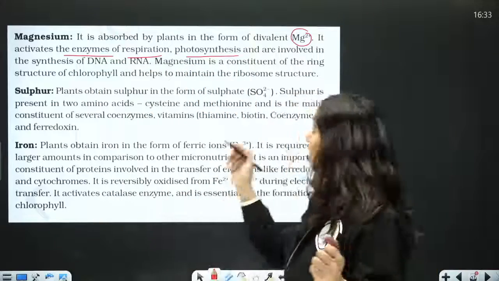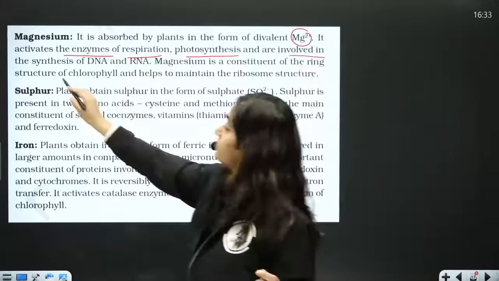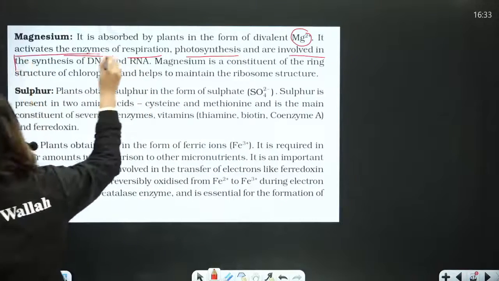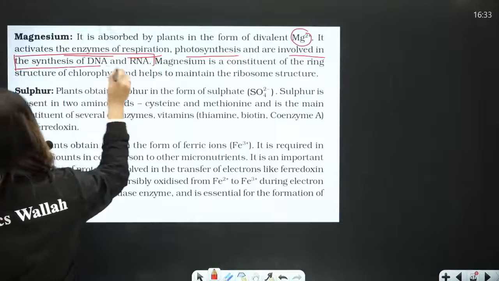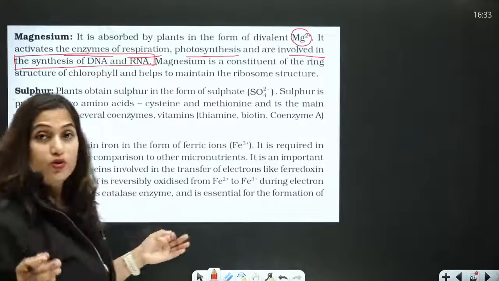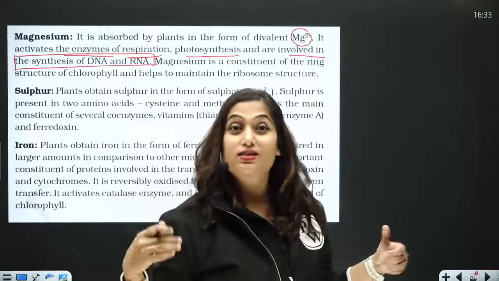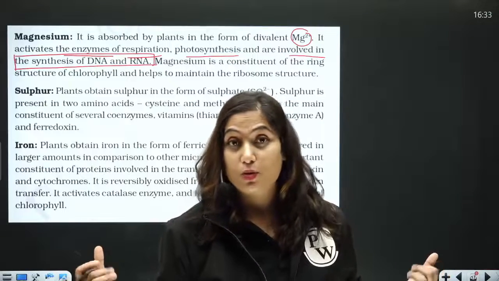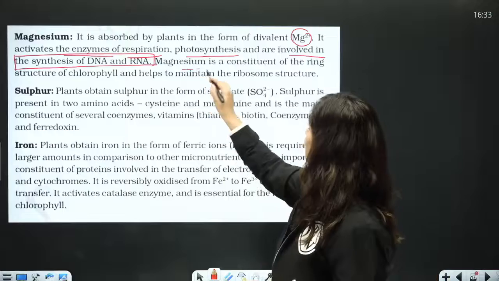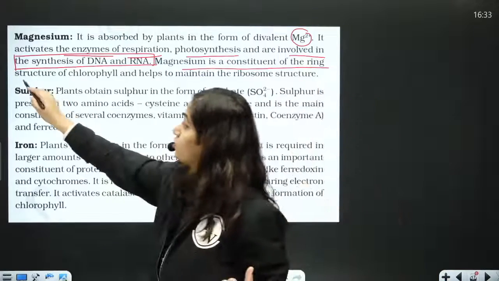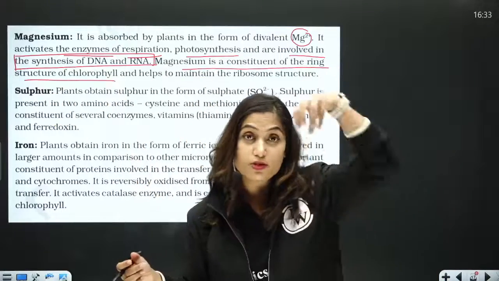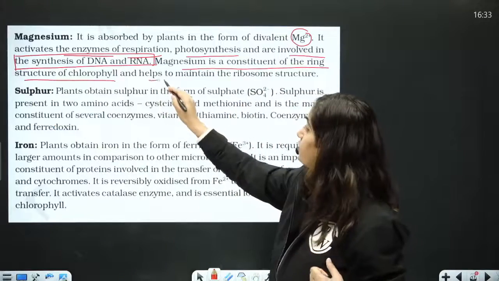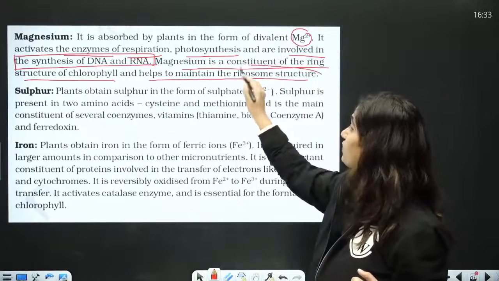Yes, we know that. And it is involved in the synthesis. This is very important. A direct question comes. Which mineral element is involved in the synthesis of DNA and RNA? Magnesium. Very important question. Magnesium is a constituent of the ring structure of chlorophyll. Magnesium is present in the structure of chlorophyll, okay, and helps to maintain the ribosome structure.